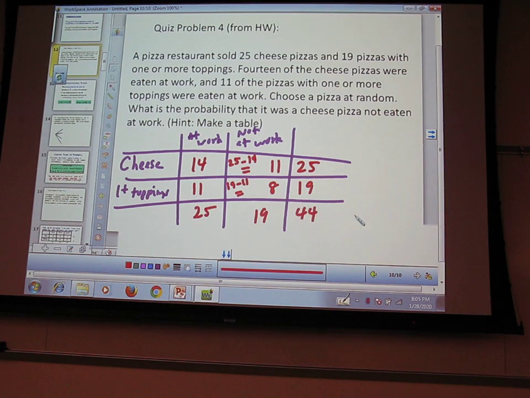Okay, but so then the other question is, what's the probability of a cheese pizza not eaten at work? Cheese not at work is 11. And there's no given, so if there's no given, it's always out of the total. Given is the only time where you have a smaller total. Otherwise, it's always out of everybody. So 11 out of 44, which is indeed 1/4, like somebody asked earlier. Okay.